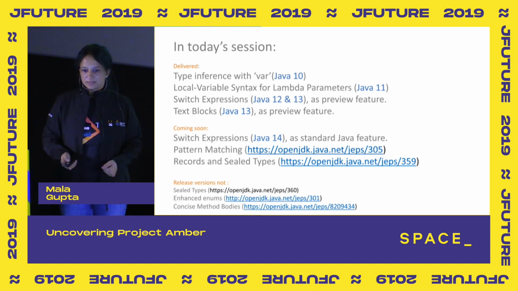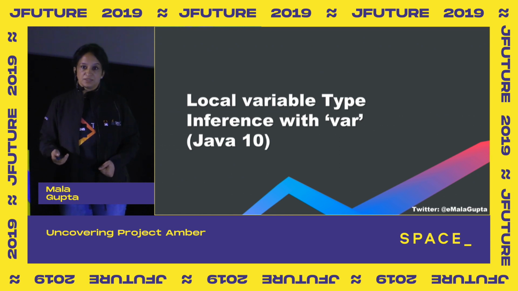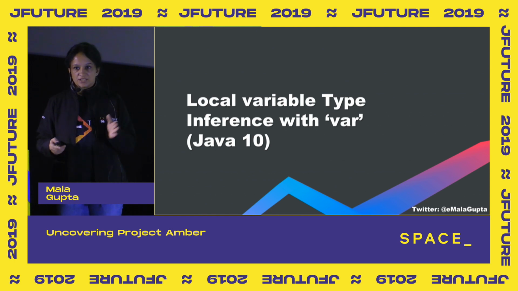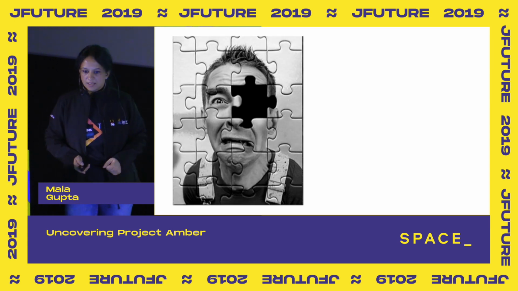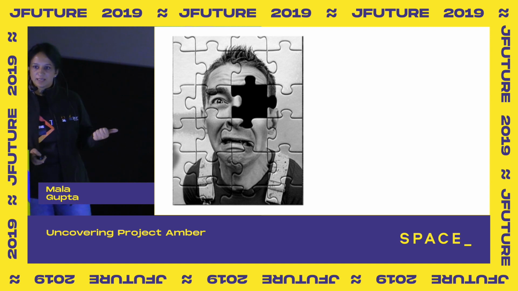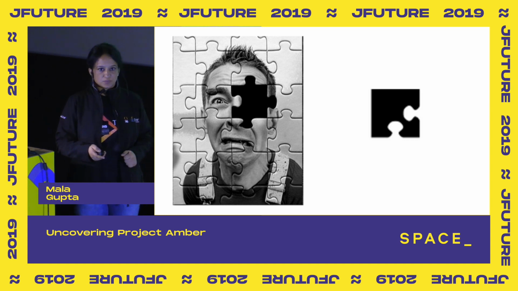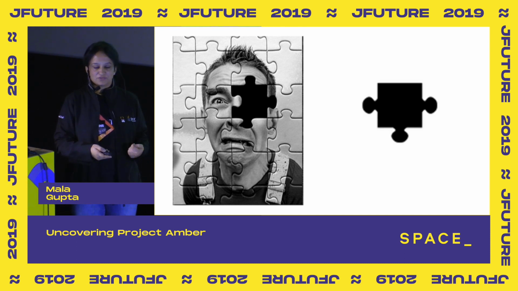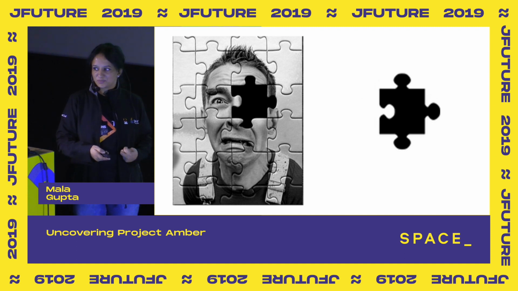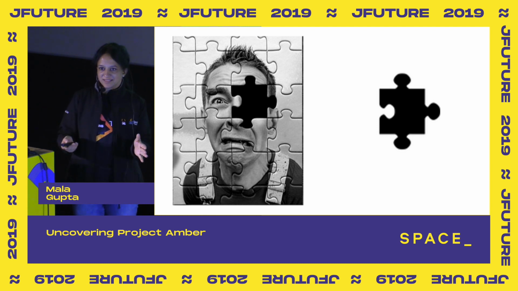So we'll start with local variable type inference with var, which helps you to drop the explicit type in the local variables that you write in your code. Before I get on some code, we'll quickly try to understand what type inference is with this puzzle. So given this piece of puzzle, would that be a good fit? No. Would this one be a good fit? Would this one be a good fit? Yes.